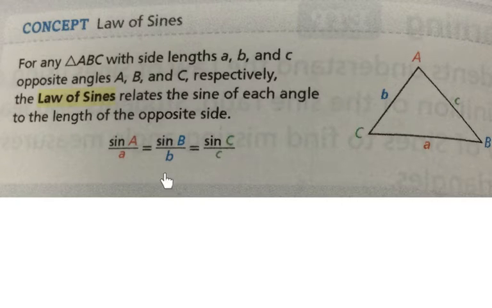Then we can use this here, law of sines, where if I take sine of the angle A and divide that by the side opposite, that must be equal to sine of the angle B over the side opposite, which is also equal to sine of the angle C over the side opposite. So you need to write down this law of sines here as your big note for this section.